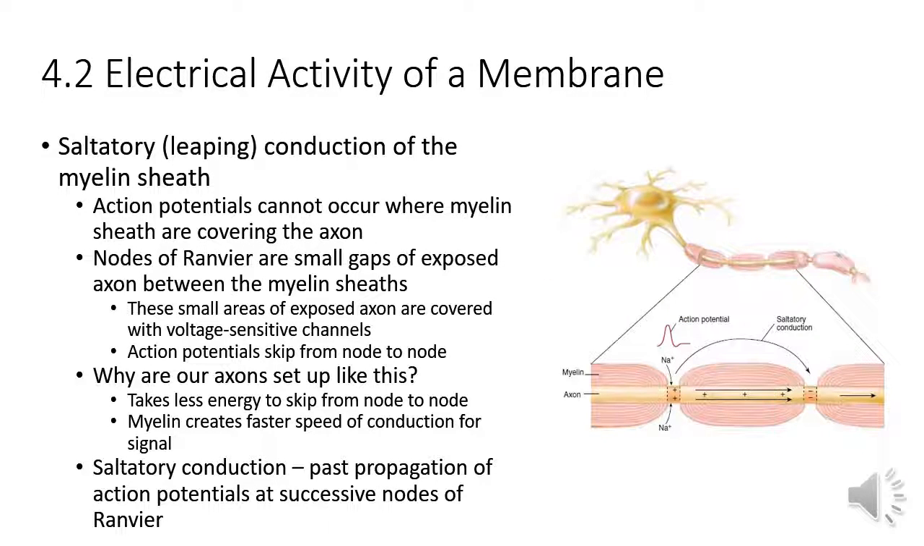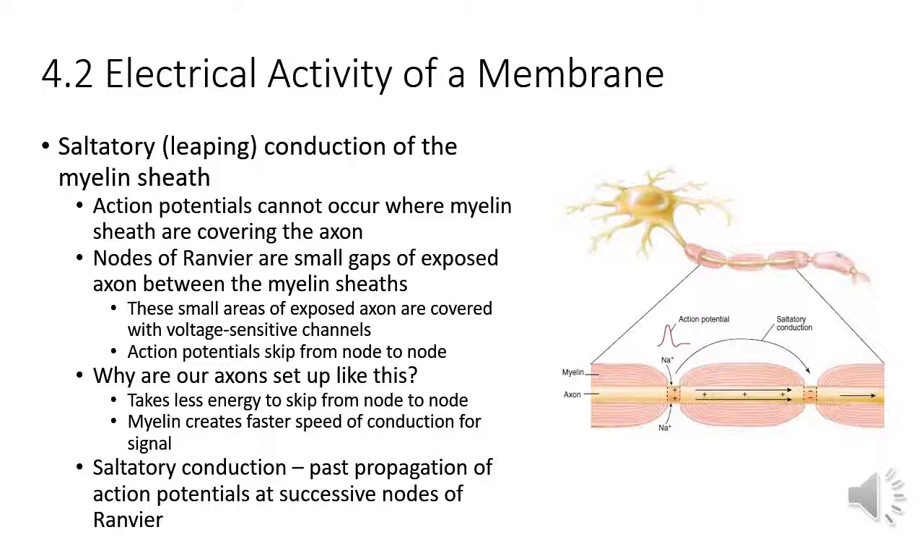So in human neurons, the myelinated axon, remember the myelin sheaths are these fatty coverings that the glial cells put over the axon to help the signal move more quickly. Action potentials can't occur where the myelin sheaths are covering the axon, because they would be covering the channels. So there are these little gaps between the myelin sheaths called the nodes of Ranvier.